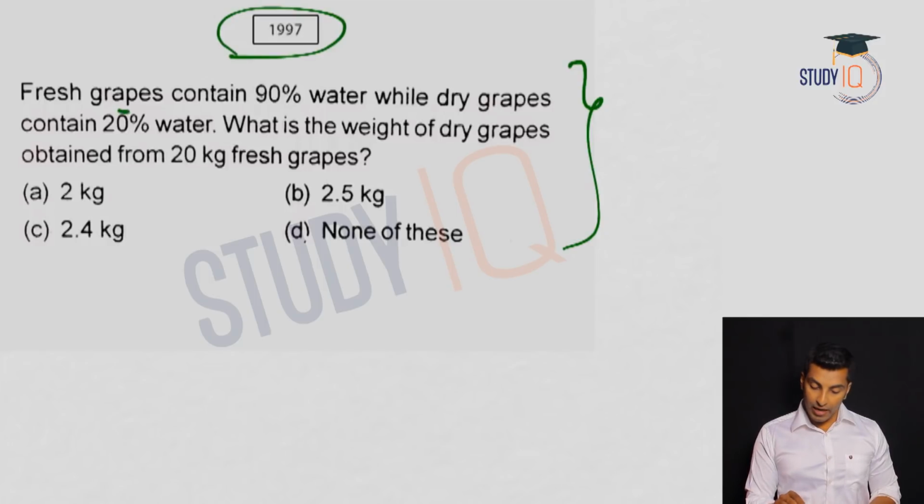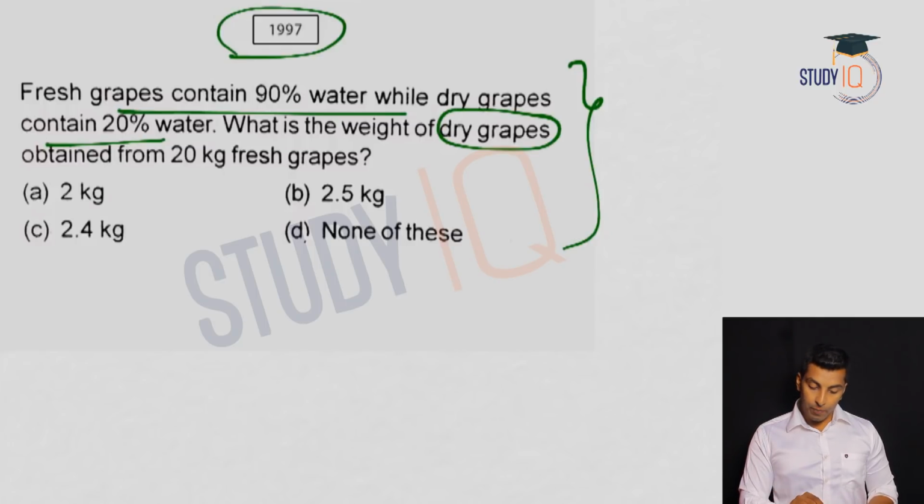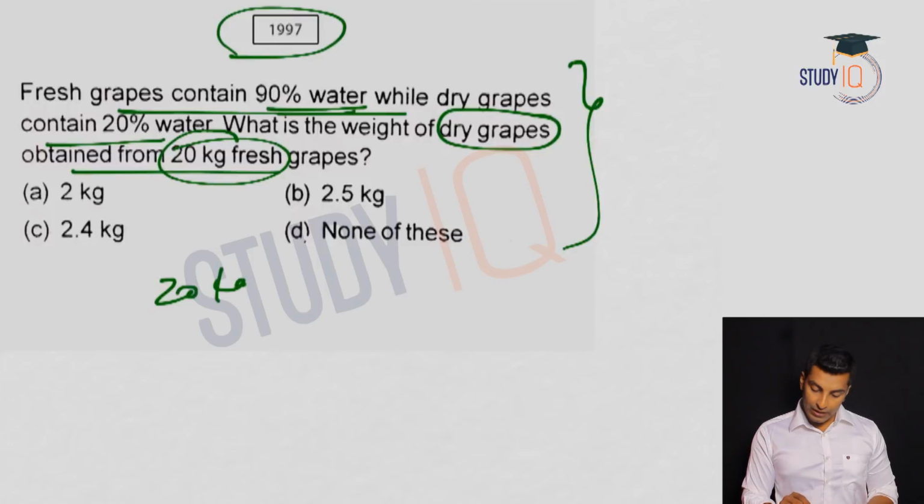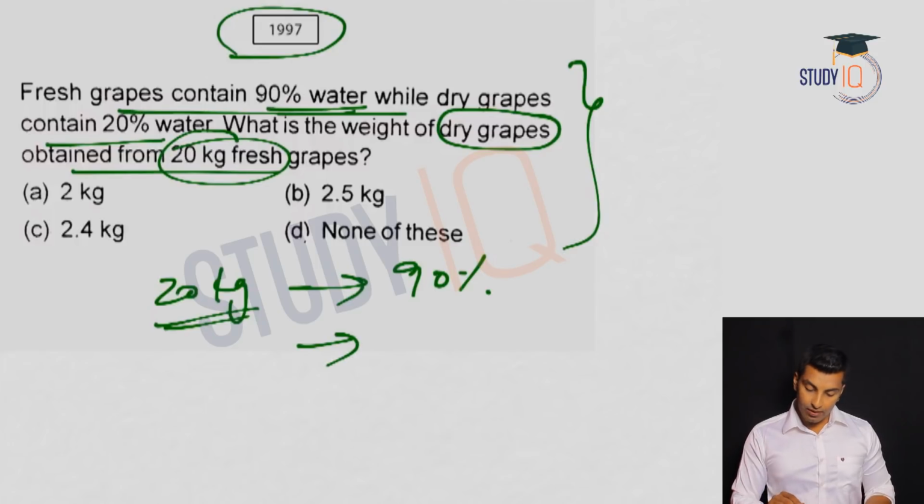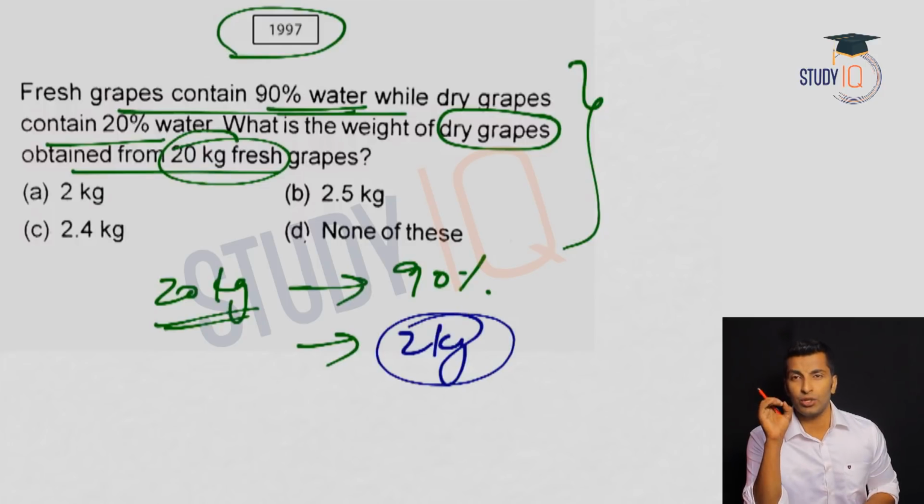What they are saying is fresh grape contains 90% of water, while dry grape contains 20% of water. So even if it is dry grape, there is 20% of water. Now, what is the weight of dry grapes obtained from 20 kg fresh grape? Keep in mind, the dry grape will contain 20% water. Fresh grape will contain 90% of water. So 20 kg fresh grape, from that how much water is there? 90% water is there, so 10% mass is what you will get. 10% mass means 2 kg. So 2 kg is pure, there is no water content.